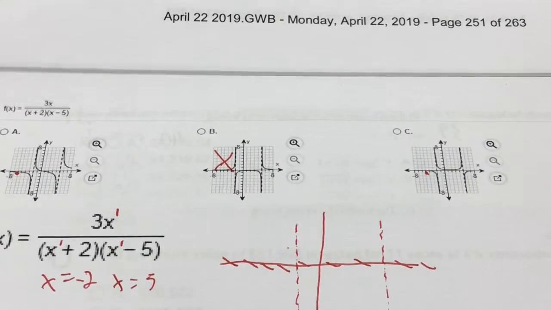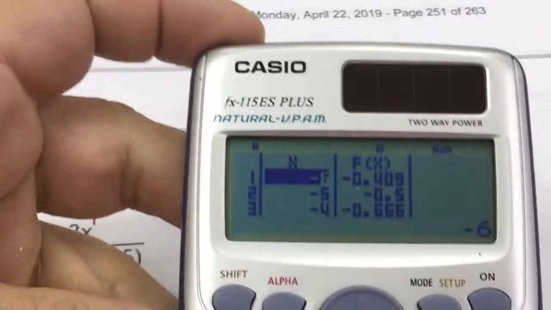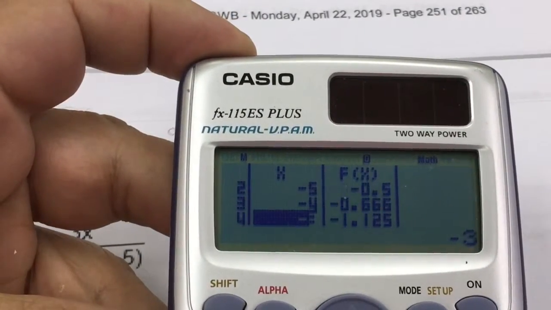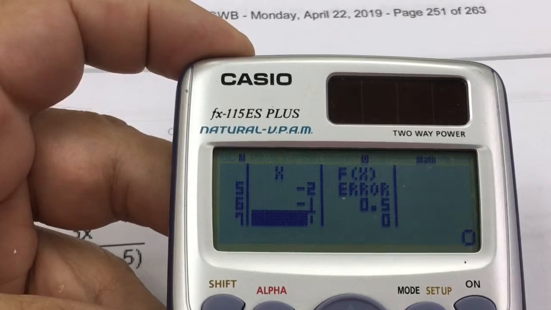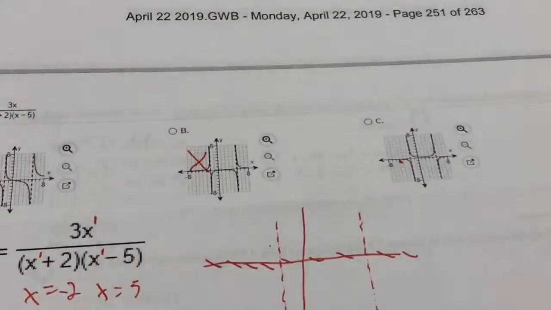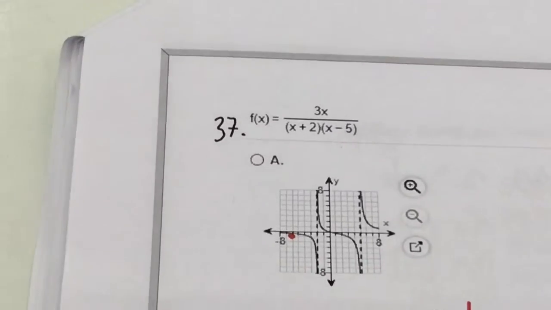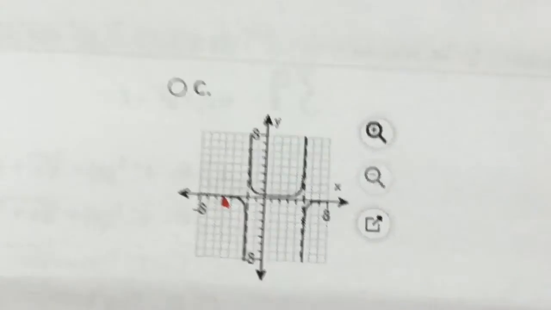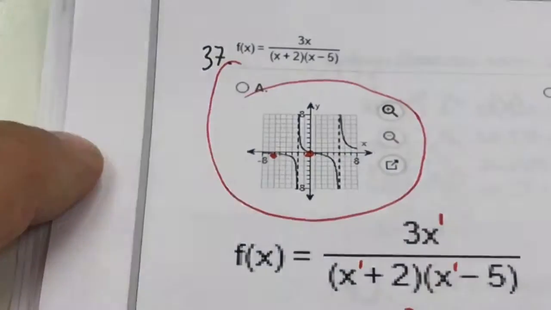I'm going to go to 0. At 0, it is 0. This one goes through 0, 0, still working. This one does not go through 0, 0. That's just a little bit above 0, so it cannot be choice C. So just using the calculator, I can get all the information I need.